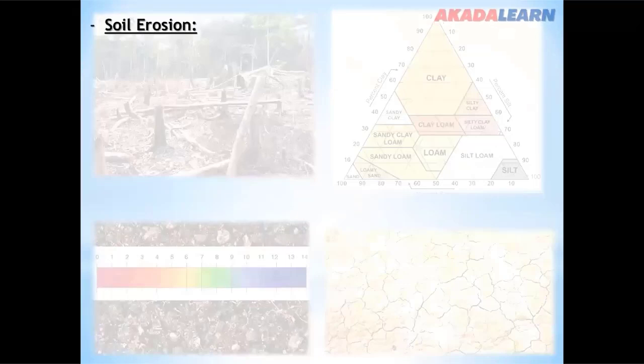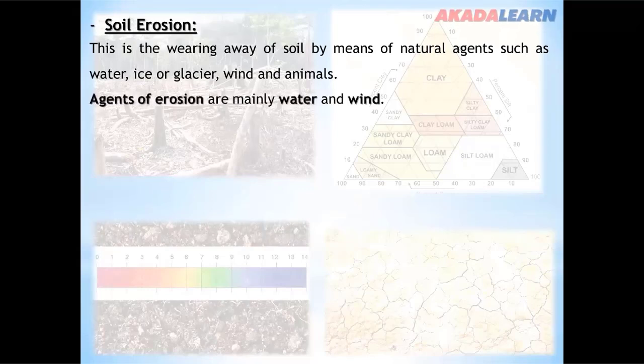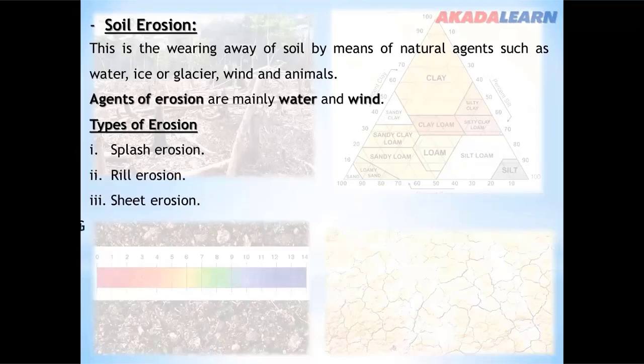Soil erosion. Soil erosion is the wearing away of soil by means of natural agents such as water, ice or glacier, wind, and animals. Agents of erosion are mainly water and wind. Types of erosion. We have splash erosion, rill erosion, sheet erosion, gully erosion.